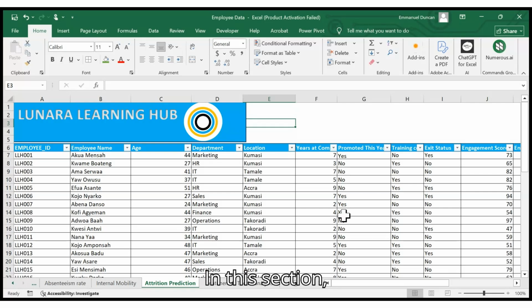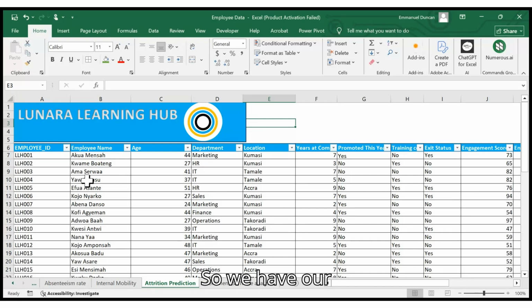In this section, we are going to look at how to calculate attrition. We are going to look at how to predict the number of employees who are likely to leave.